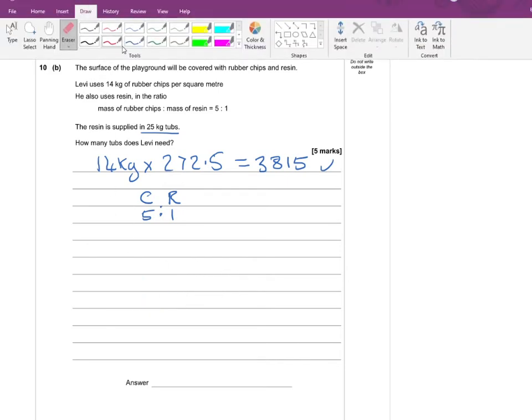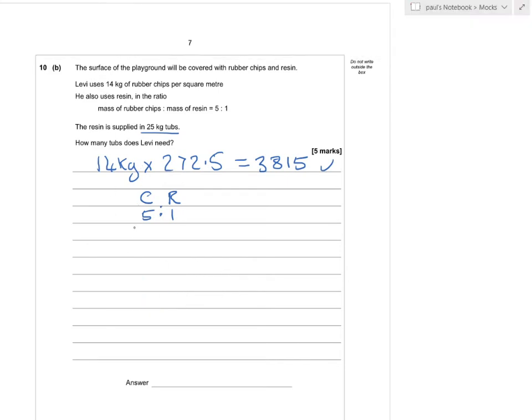So this is the chips. The 3815 is the chips side of it. So if I take the 3815 and divide it by 5, not 6, 3815 divided by 5 is 763. Now that means the resin is 763.